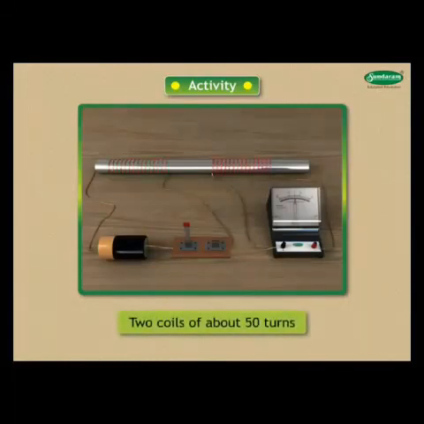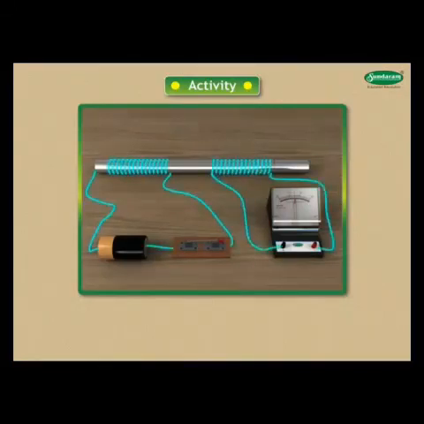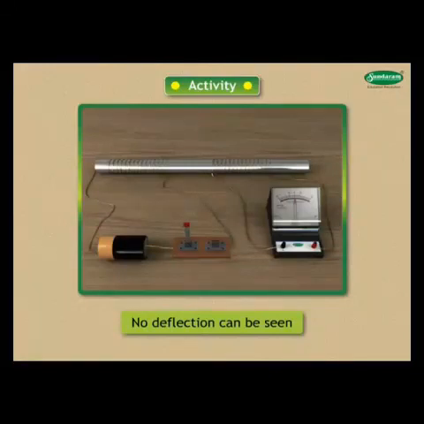Take two coils of about 50 turns. Insert them over a non-conducting cylindrical roll as shown. Thick paper roll can be used. Connect coil 1 to a battery with a plug key. Connect coil 2 to a galvanometer. Plug the key and observe the deflection in the galvanometer. Unplug the key and again observe the deflection. No deflection can be seen in the galvanometer.